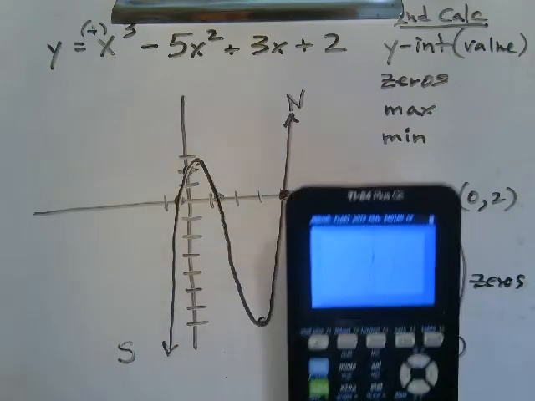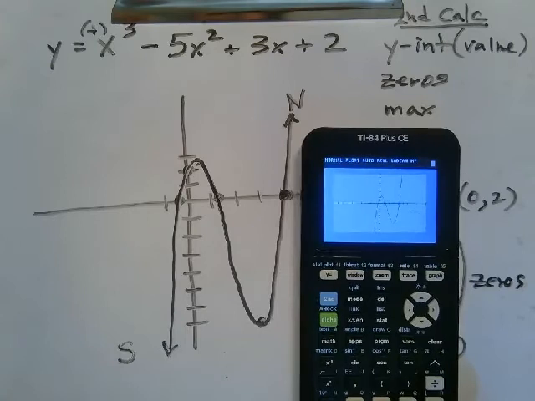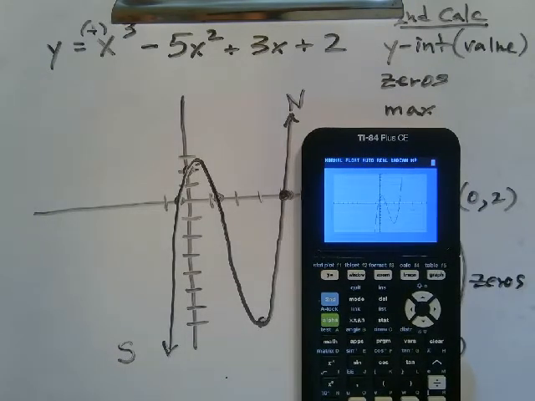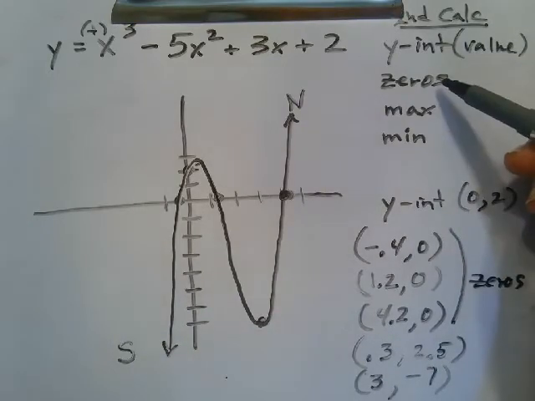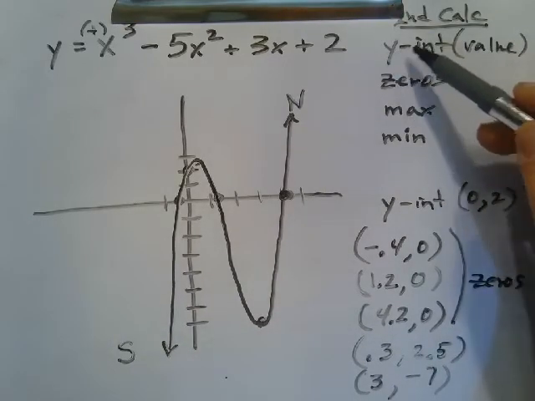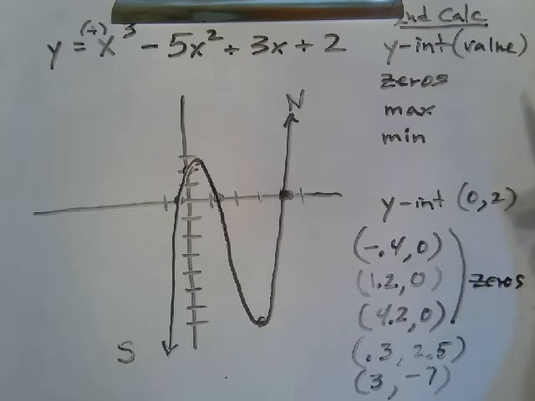Let's compare that to our drawing that we had before. And you can see how it's pretty close to what we had before. So this is the same approach you're going to use on these problems as you do tonight. You're going to be looking for those major points, those y-intercepts, zeros, maxes, and mins. Remember, to find the y-intercept, you're going to use the value function. Let's do one more, okay?